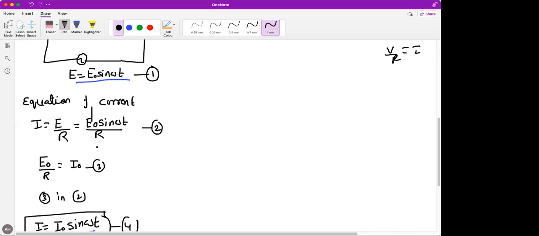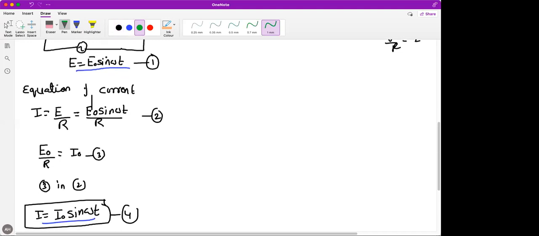If you look at the phases here, the phase of this is omega t, the phase of this is omega t. So what's the phase difference between them, Shahzada? Just look at equation number 1 and 4 carefully. I'm asking about the phase difference between EMF and current. Is there any phase difference? No, sir. Both have the same phase, omega t. So EMF and current are in the same phase. That's the first result.